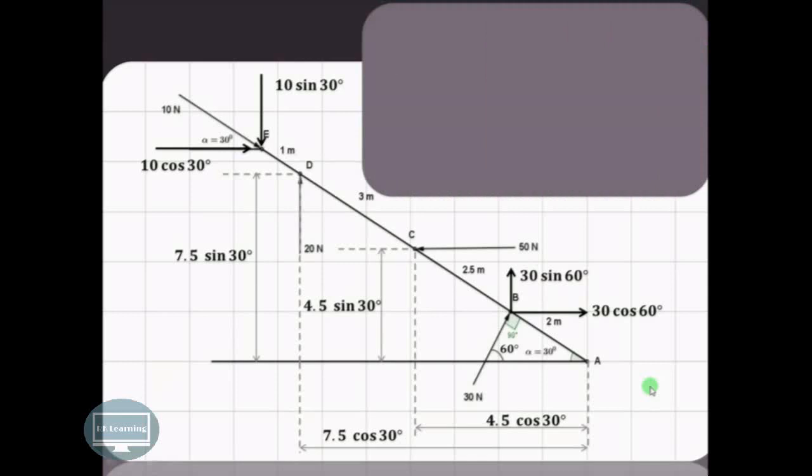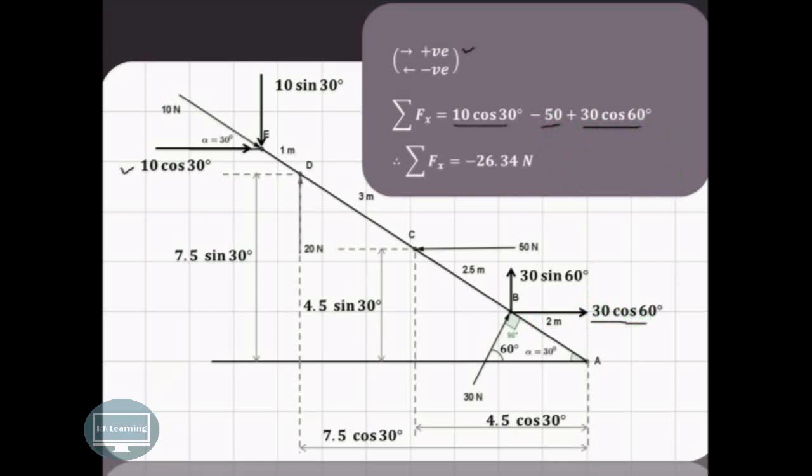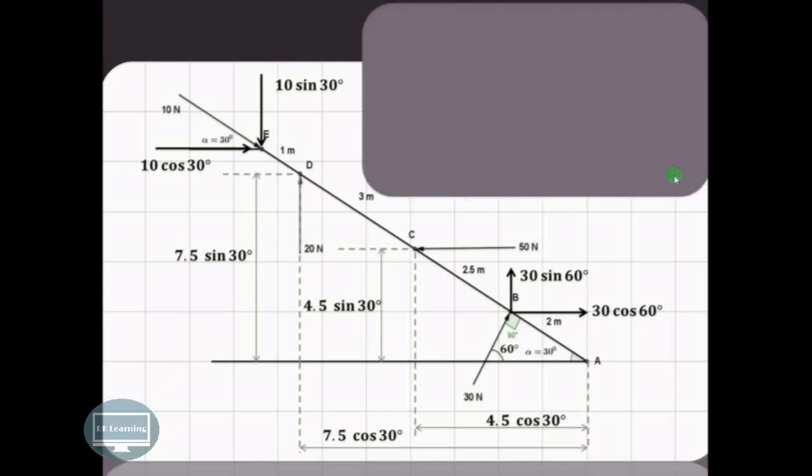Now let us find the summation of forces in x direction by assuming the convention that forces towards right are considered positive, whereas forces towards left are considered negative. These are the conventions that we have followed. As we can see, this 10 cos 30 is acting in the positive x direction, so that is positive. This 50 Newton is acting in the negative x direction, so it is minus 50. Whereas this 30 cos 60 is along the positive x direction, so that is positive 30 cos 60. Therefore, we get summation of Fx equal to minus 26.34 Newton.